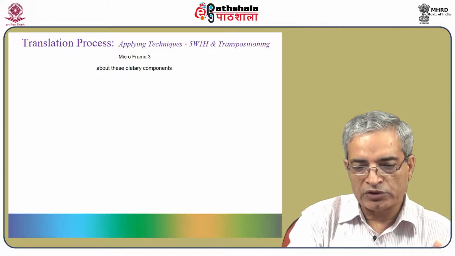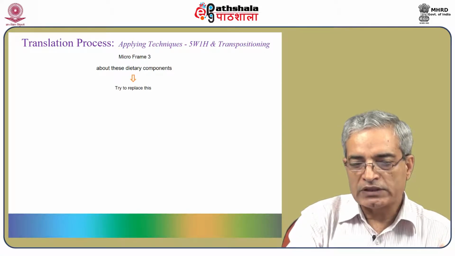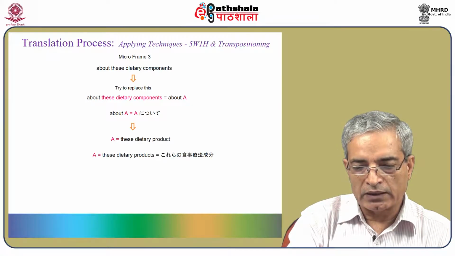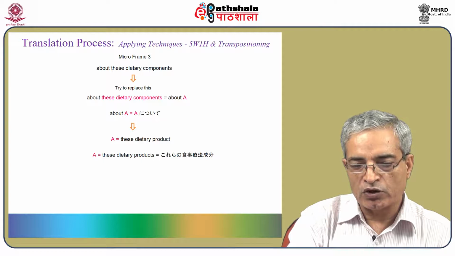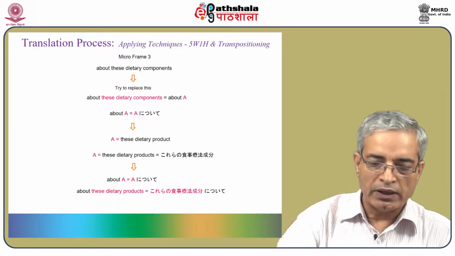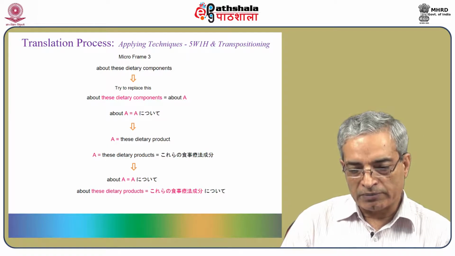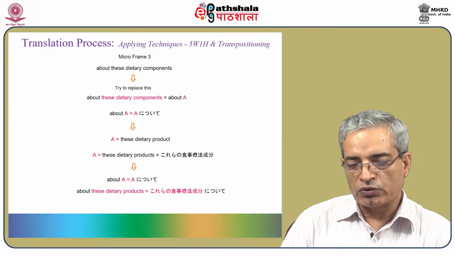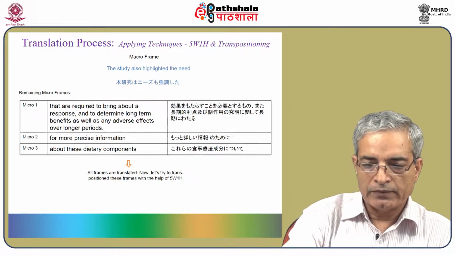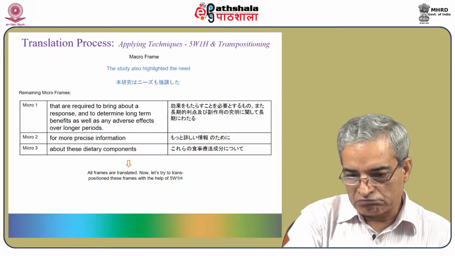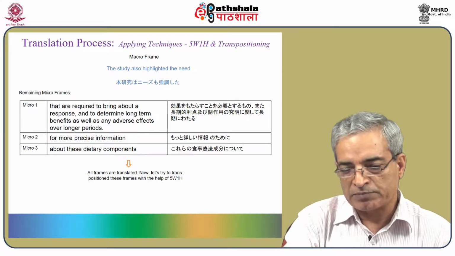Same for microframe 3. About these dietary components, so about A, so A ni suite, and dietary components, these dietary components are korera no shokuji ryoho seibun, and putting the two together by replacing A with the equivalent, it comes as korera no shokuji ryoho seibun ni suite. Now we have all the 3 ready here. You can read it. The flow is making some sense, at least part by part.